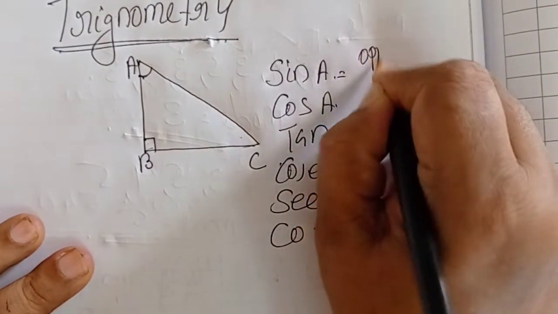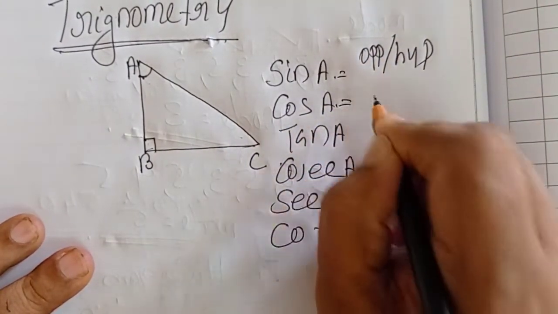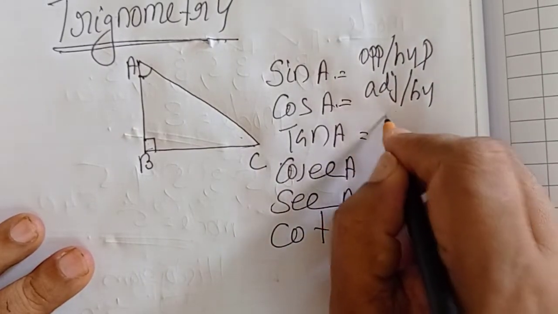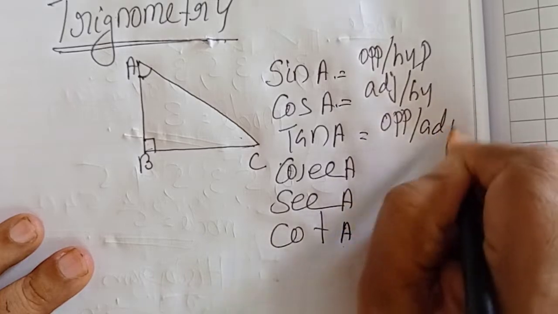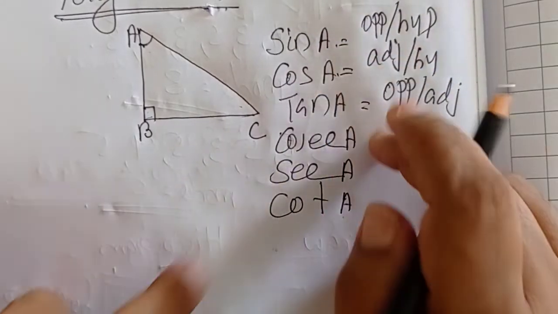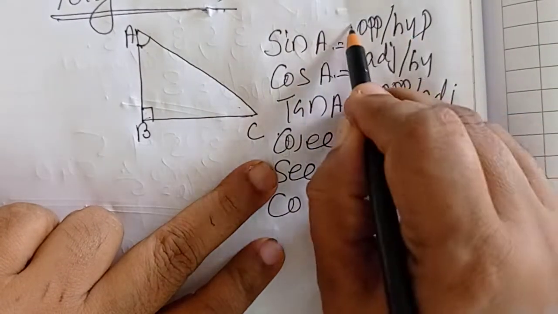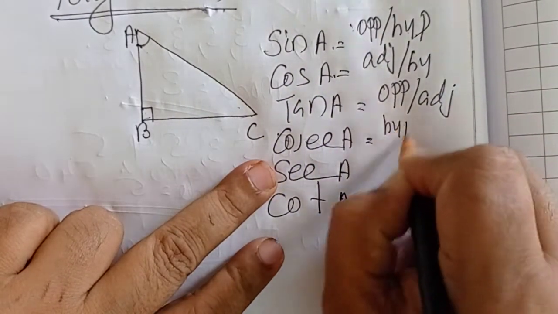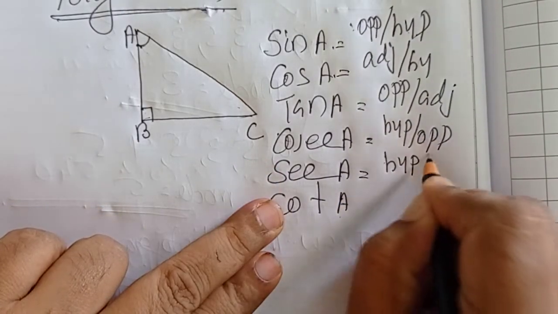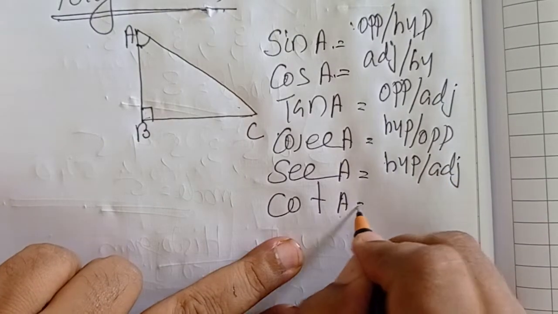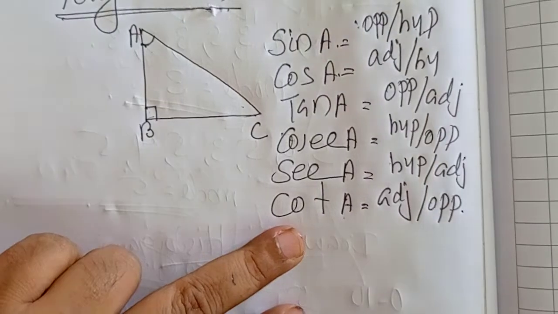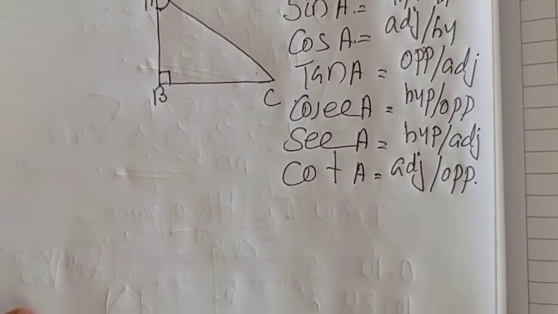Sine means opposite by hypotenuse. Cos means adjacent by hypotenuse. Tan means opposite by adjacent. The next 3 are the reverse or reciprocals of the above 3. Therefore, cosec is, look at the board, hypotenuse by opposite, and the second one is sec means hypotenuse by adjacent, and cot means adjacent by opposite.